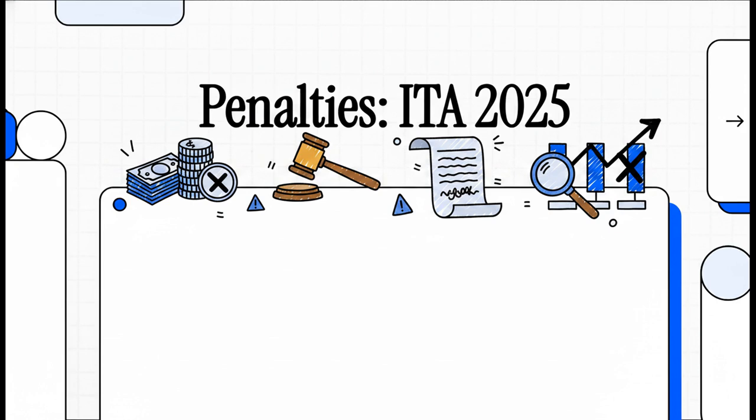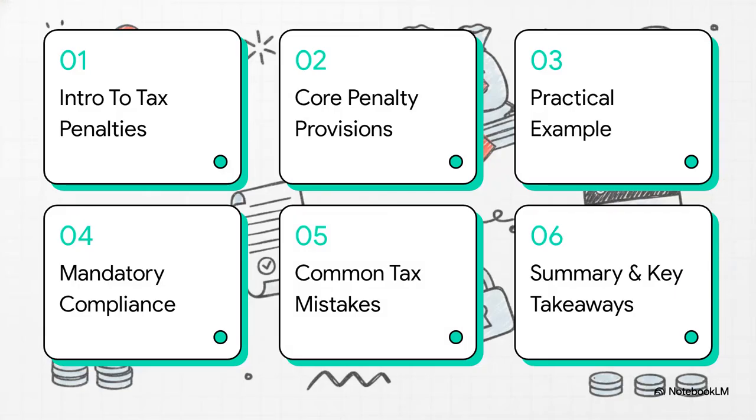Today, we're focusing on demystifying Chapter XXI of the newly enacted Income Tax Act 2025. We're going to break down these complex penalty provisions from Sections 439 to 472 and translate all that dense legal jargon into clear, actionable insights that you can apply straight to your daily practice. All right, let's dive right in.